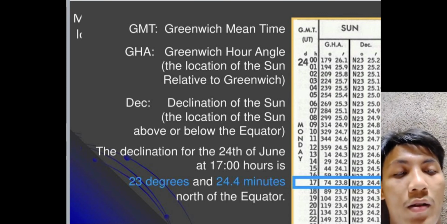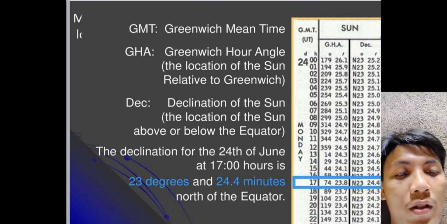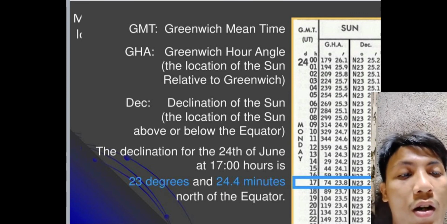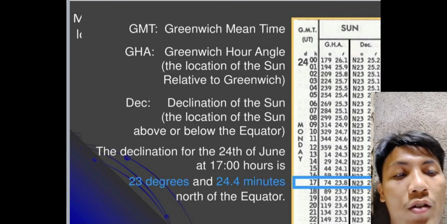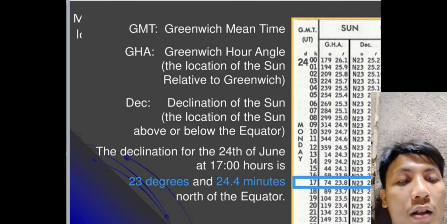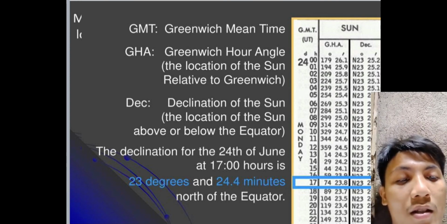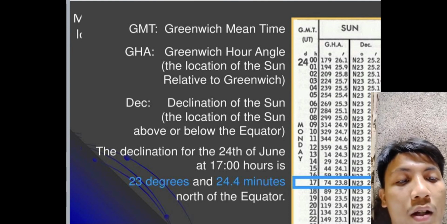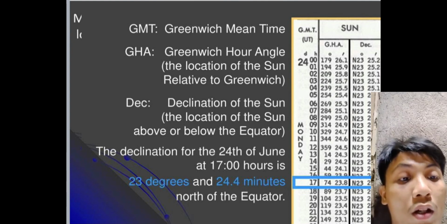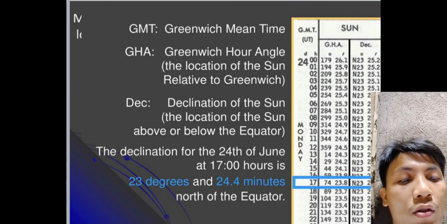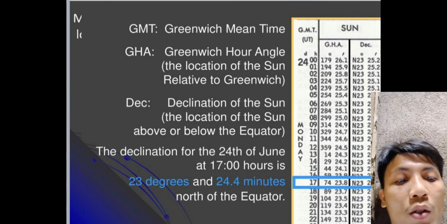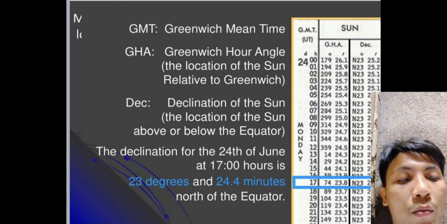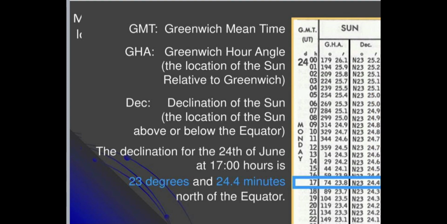GMT means Greenwich Mean Time. GHA means Greenwich Hour Angle, the location of the sun relative to Greenwich. DEC means declination of the sun, the location of the sun above or below the equator. The declination for the 4th of June at 17 hours is 20 degrees 24.4 minutes north of the equator.